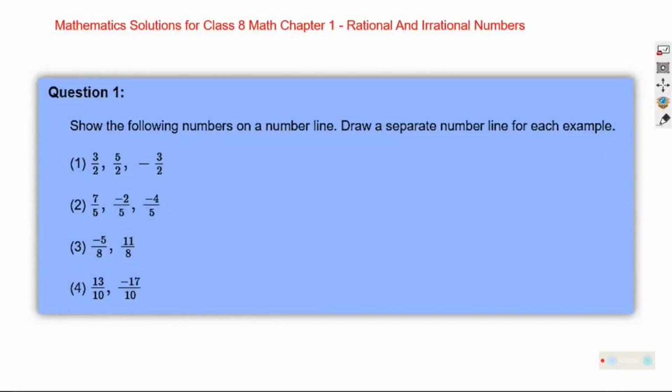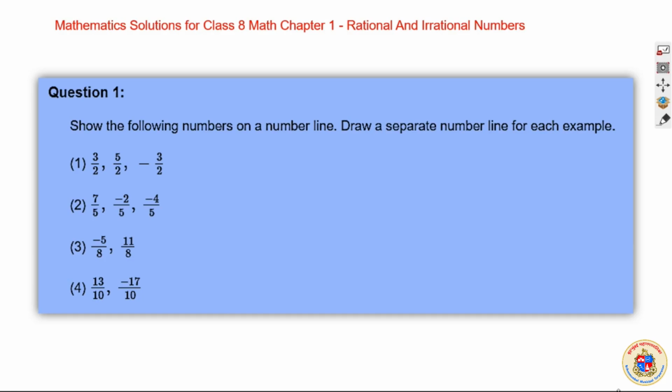Dear students, I am going to give some clues about the questions in your textbook, and this video is on solutions to chapter number 1, rational and irrational numbers. Here the first question is to show the following numbers on number line. Draw a separate number line for each example.